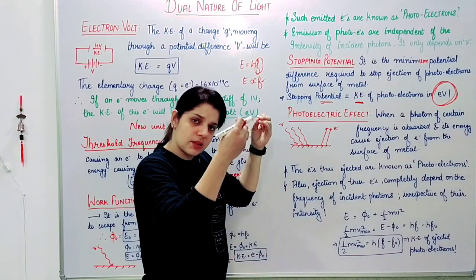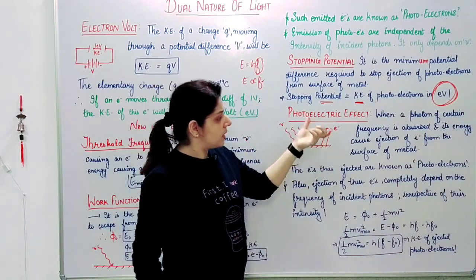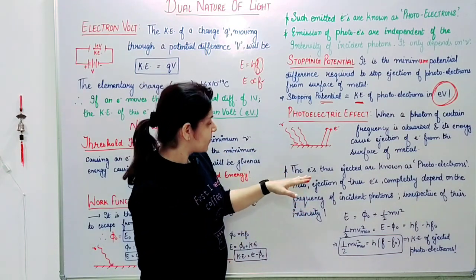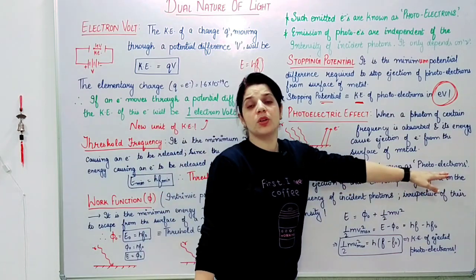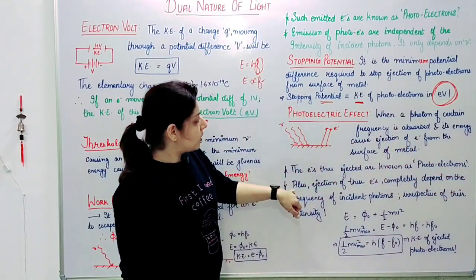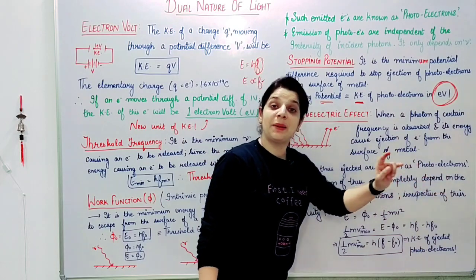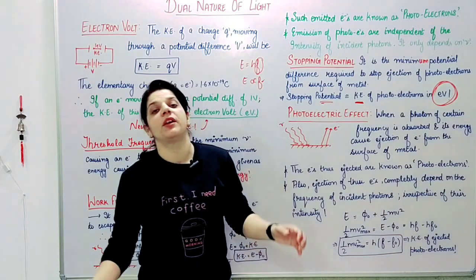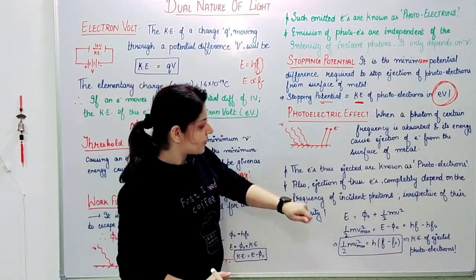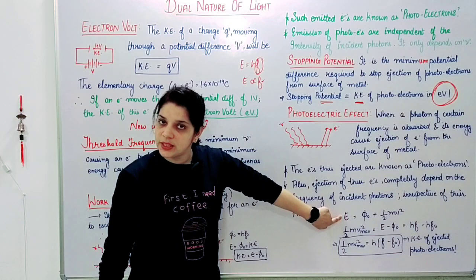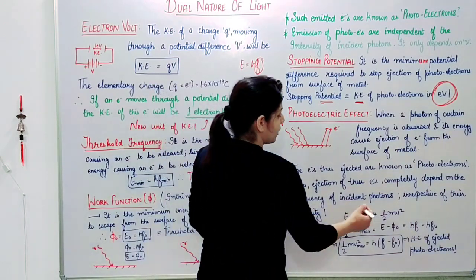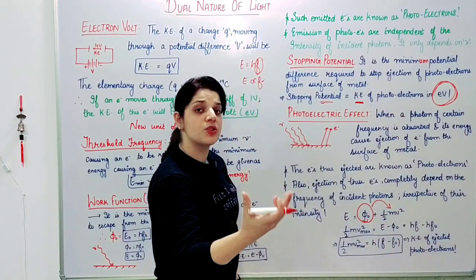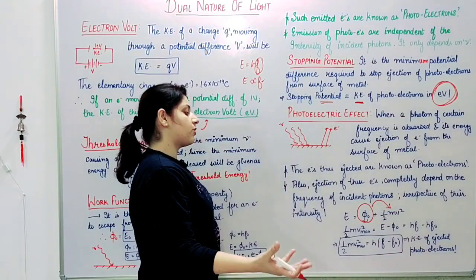That's it. It's completely over. This line itself is a complete description of this effect or this topic. The electrons thus ejected again are known as the photoelectrons. Also, ejection of these electrons completely depends on the frequency of the incident photons irrespective of their intensity. Now, total energy of the incident photon will be equal to overcoming the work function and the rest of the energy will get converted to kinetic energy of the emitted photoelectrons.